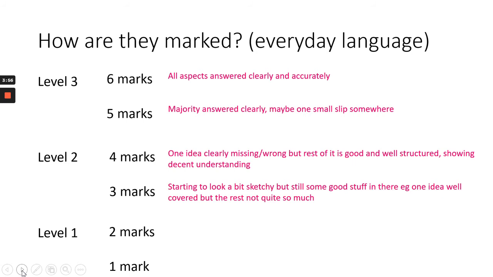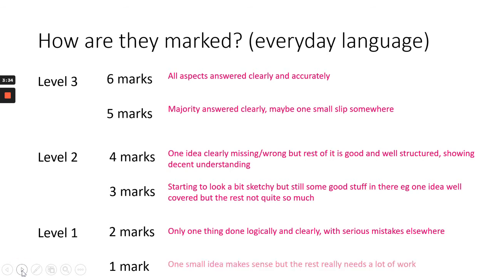For 3 marks, it's starting to look a bit sketchy and things missing, but there's still some good things in there as well that will give you credit. So for example, one idea covered well, but the rest of the things you're asked to look at, not quite so much. If you're going down to 2 marks, there's really only one thing that's done logically and clearly, with quite some serious mistakes elsewhere that have dropped you down to level 1.